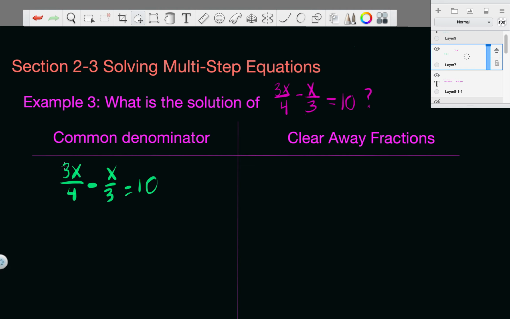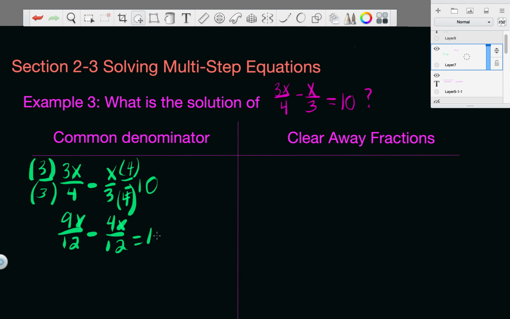Now, in order for this denominator 4 to be 12, I need to multiply my top, my numerator, and my denominator by 3. For this term over here, in order for this denominator to go to 12, I need to multiply my numerator and my denominator by 4. Okay? I do not need to do anything to my 10. So now I'm left with 3 times 3x, which is 9x, over 12 minus 4x over 12 equals 10.